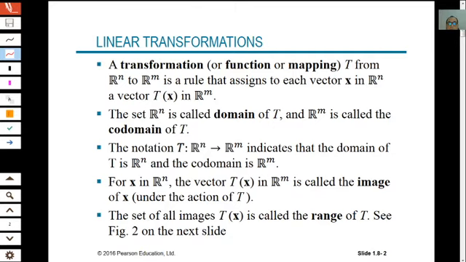A transformation, or function, or mapping, denoted by a capital T from R^n to R^m, is a rule that assigns to each vector x in R^n a vector T(x) in R^m. So we consider the transformation as a rule from the set of vectors in R^n to another set of vectors in R^m. We take all of the vectors x in R^n, and each corresponds to another vector in R^m, which is denoted by T(x).